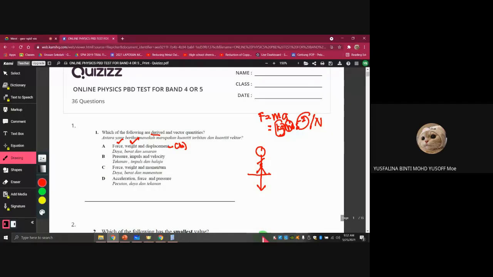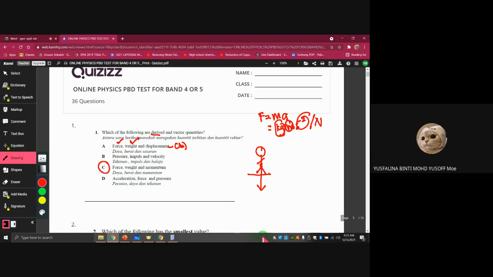Then for B, pressure, impulse, and velocity. Pressure is not a vector quantity. It is force divided by area, but it's not a vector. So for B, the answer is already wrong. And then for C, force, weight, and momentum. Force, we already know, yes, they are derived and also a vector. Weight, yes, derived and also a vector. Momentum, yes, it's also derived and also a vector. So the answer should be C.